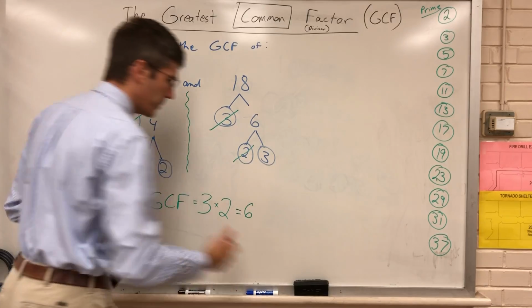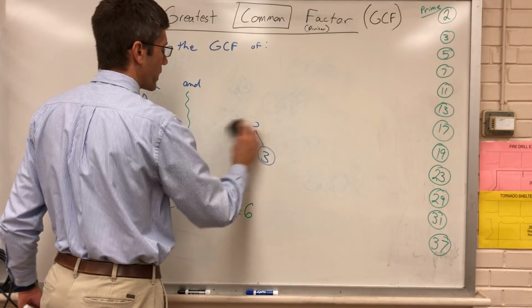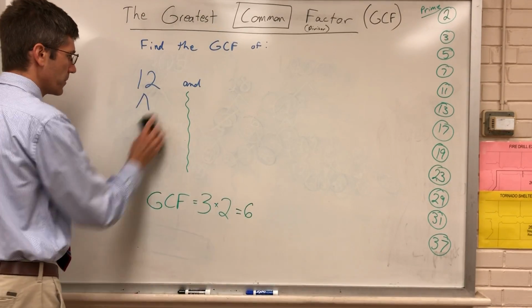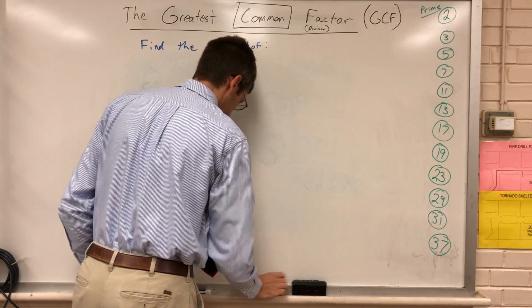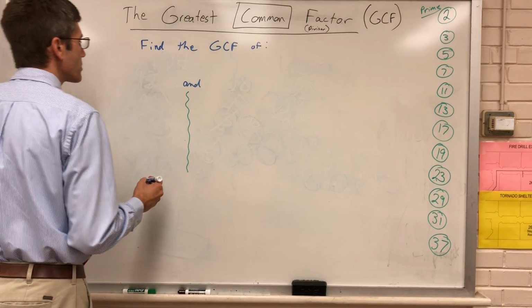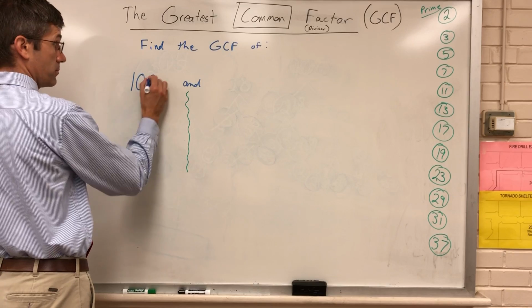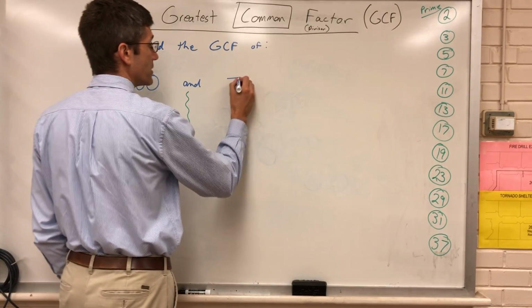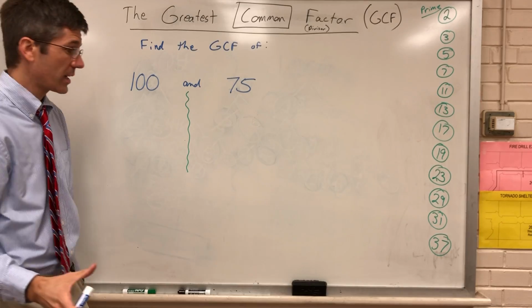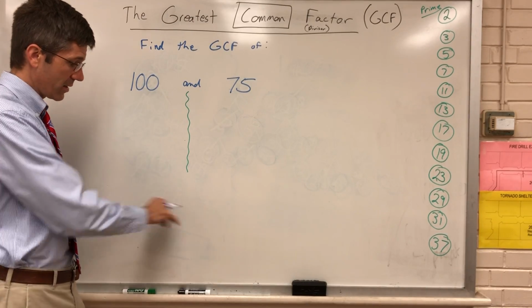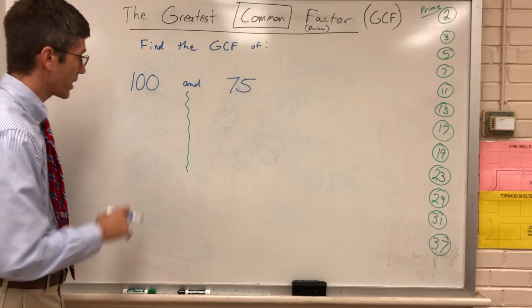Let's do a couple more. I'm going to make bigger numbers. By a couple, I mean like 3. So let's do 175. Okay, I'm going to factor kind of quickly. The hard part, I think, is getting down here in the weeds and finding what they have in common.